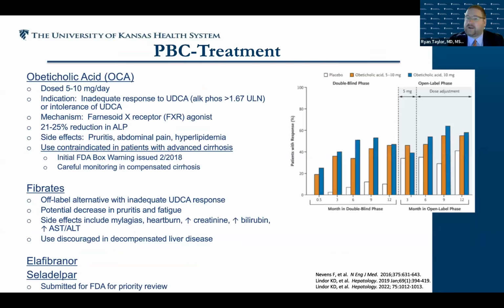So the other FDA-approved treatment that we currently have for PBC that was approved in 2016 is obeticholic acid, and this is dosed at 5 to 10 milligrams daily. This is a farnesoid X receptor agonist, and this is used for patients who have an inadequate response to ursodiol or they are intolerant of ursodiol. Overall, we see a 21 to 25% reduction in alkaline phosphatase with these patients.